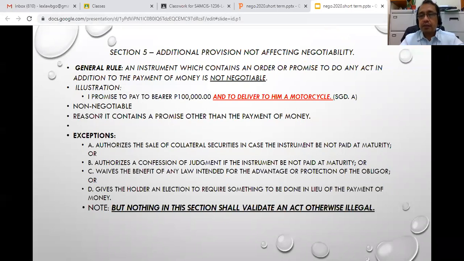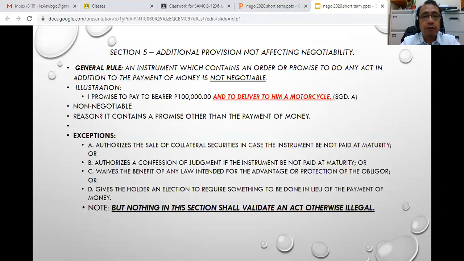Section 5 refers to what we call additional provisions not affecting the negotiable character of your instrument. Your section 6, on the other hand, covers omissions that will also not affect the negotiable character of your instrument. So going back to your section 5, additional provisions not affecting the negotiability.